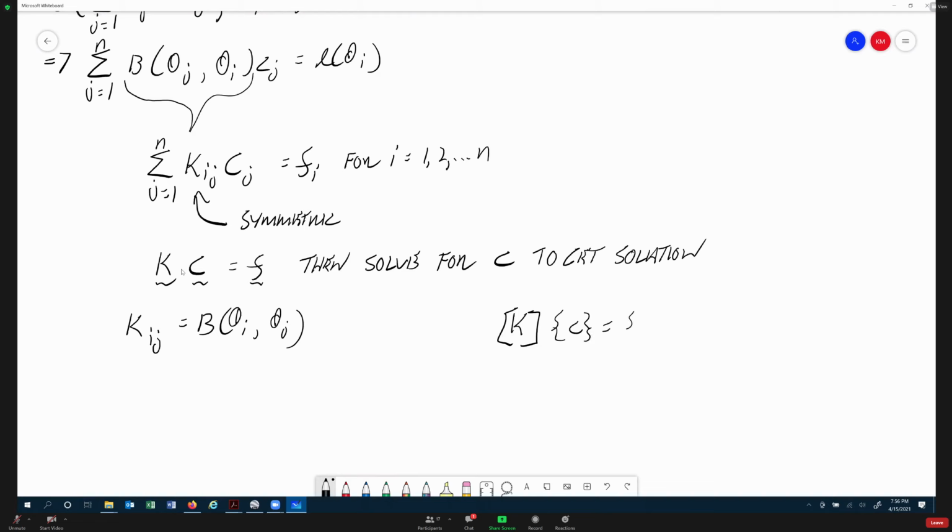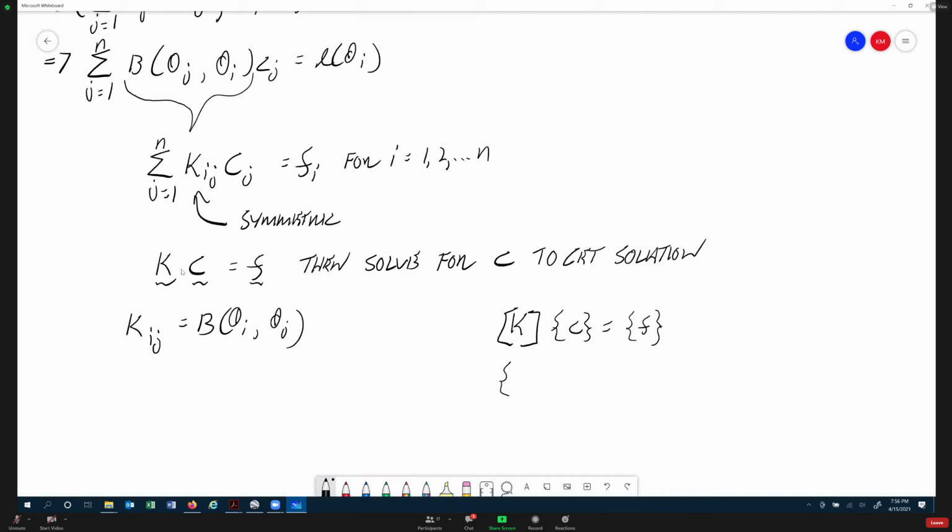C is equal to F. So this is, you know, a matrix, a vector, and a vector. Do you guys remember your matrix stuff? Can we just solve for C?